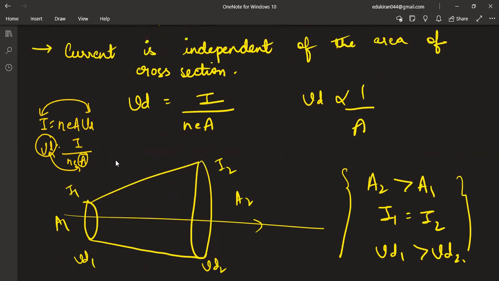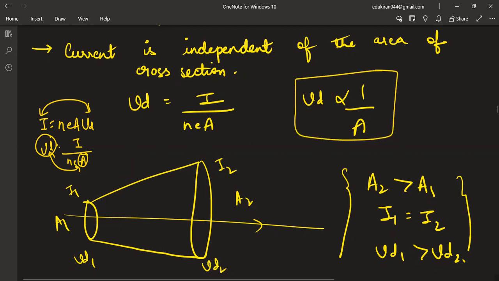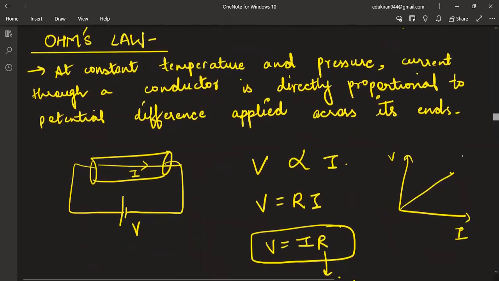But drift velocity depends upon area. If a small narrow portion is there, the electrons will try to do what? A very small area, so a large force will occur. With a high velocity, electrons will move if the area is narrower. If the area is wider, they'll move freely with less velocity. So it is inversely proportional to it, this relation. These theoretical statement based questions will be asked.